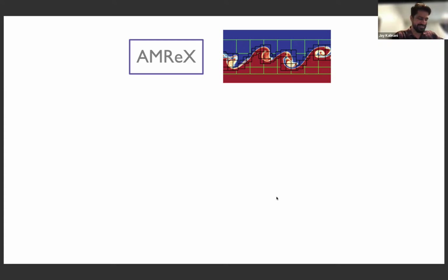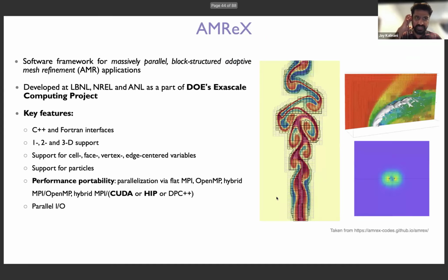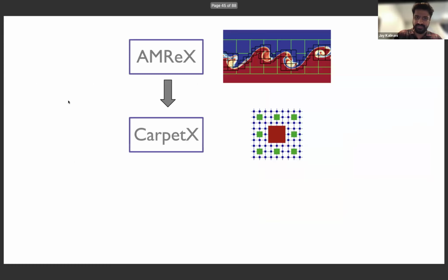All right. Great. So now we jump to AsterX. As Lieve already talked about, and also previous talks, the basic infrastructure is provided by this code called AMReX, which is essentially a software framework developed for massively parallel block-structured adaptive mesh refinement applications as a part of DOE's Exascale Computing Project. It has different features that AMReX provides. I think Lieve gave a good talk on this, so I probably won't cover that.